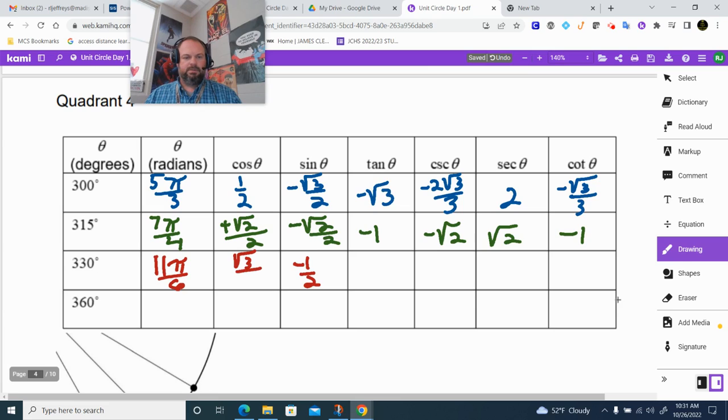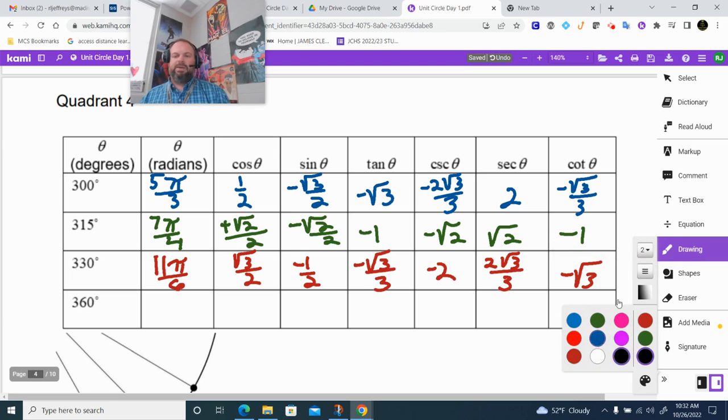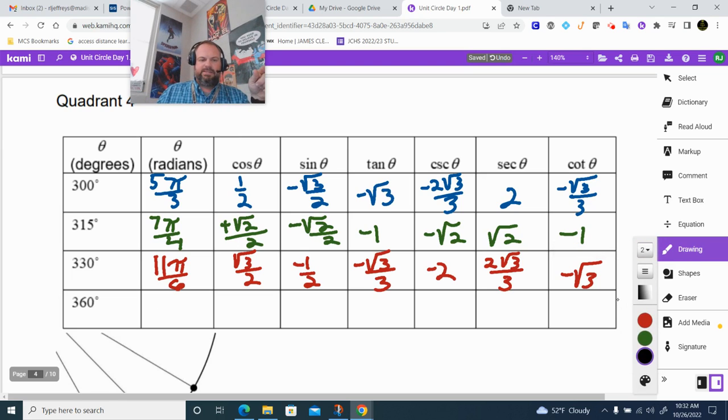It's root 3 over 2. Negative root 3 over 3. Negative 2. 2 root 3 over 3. Negative root 3. All right. And then 360, we've made it all the way back around to the actual beginning. This is actually 2 pi.